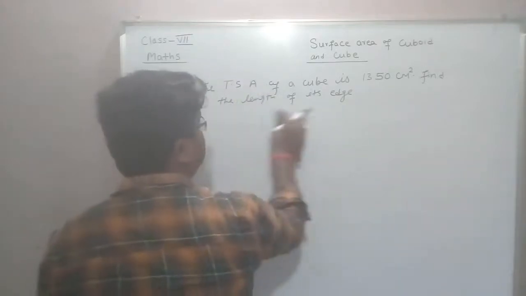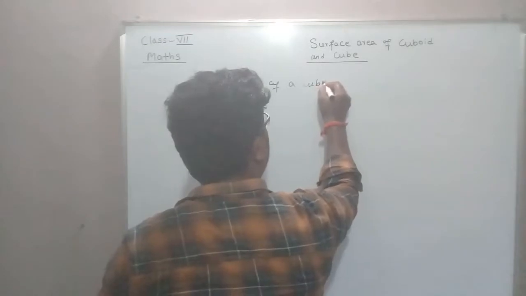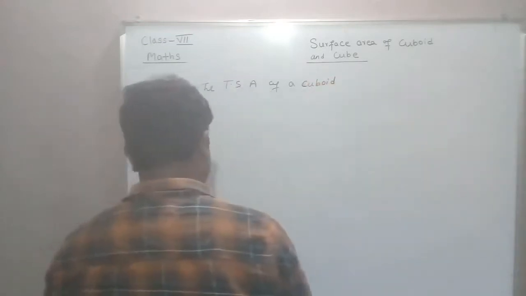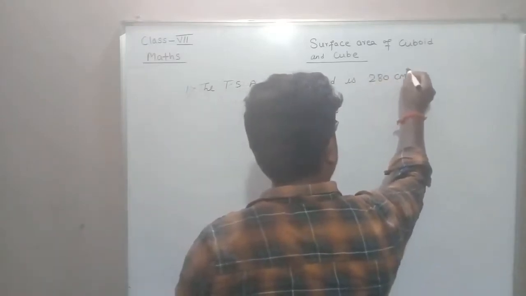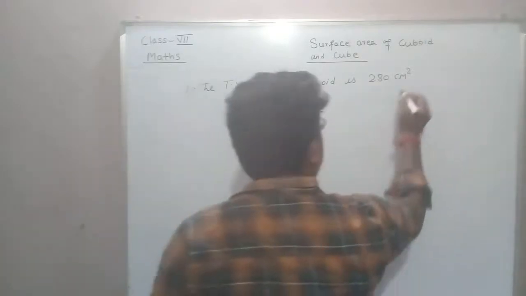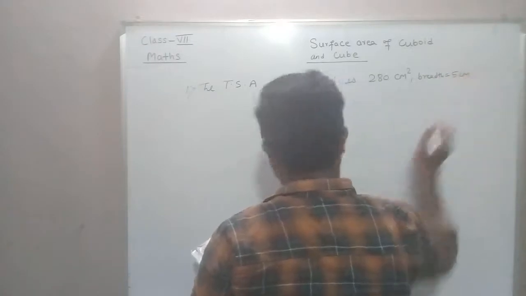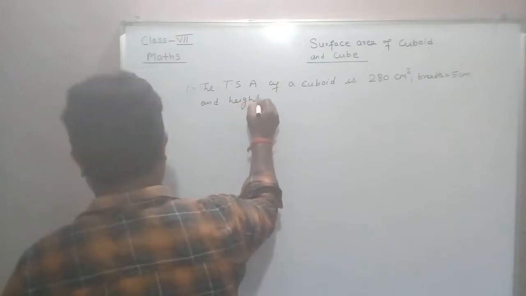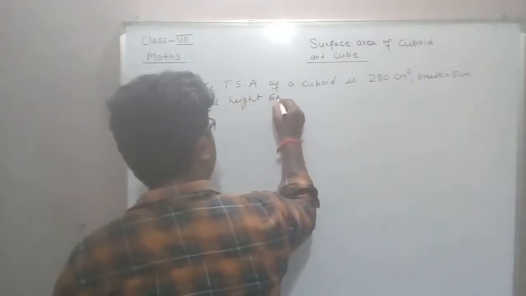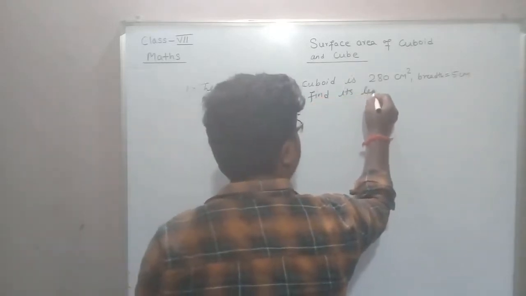Our next question is, the total surface area of a cuboid is 280 square centimeter. Breadth is given, breadth 5 centimeter, and height is given as 6 centimeter. Okay, so we need to find its length.